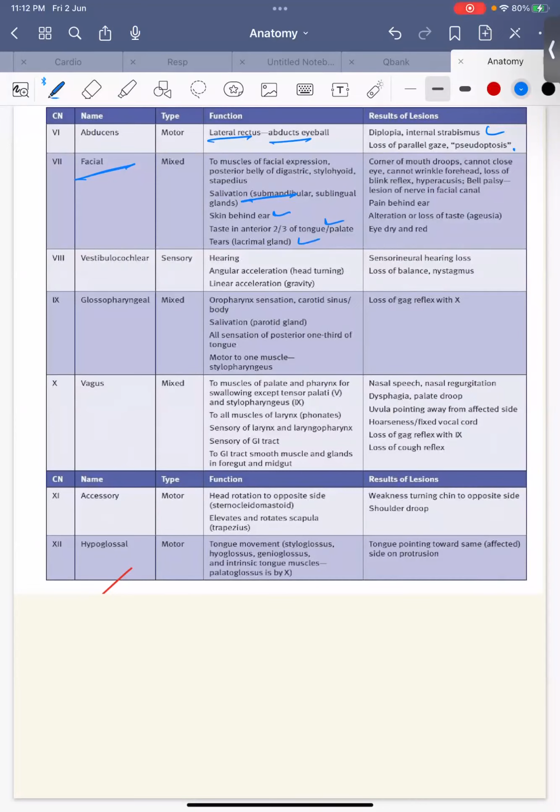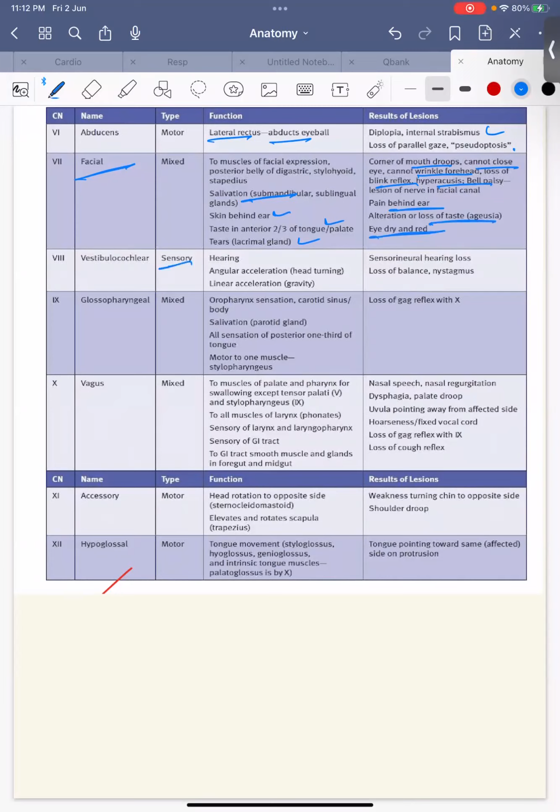So with the lesion, the corner of the mouth will droop. You cannot close your eyes, cannot wrinkle your forehead. There will be loss of the blink reflex, hyperacusis, Bell's palsy. Okay. Pain behind the ear will be there, and there will be loss of the taste, and the eyes will be dry and red.